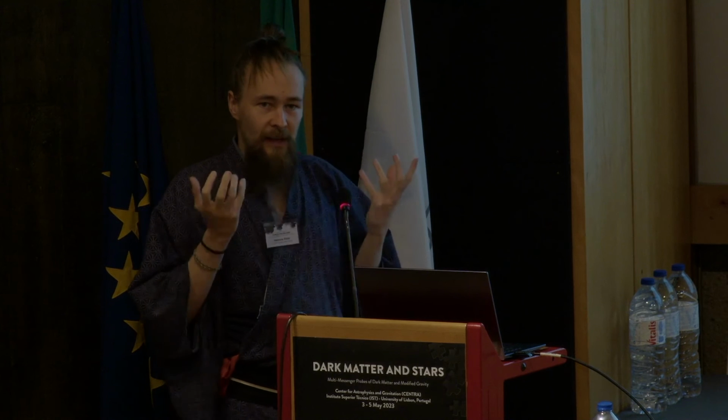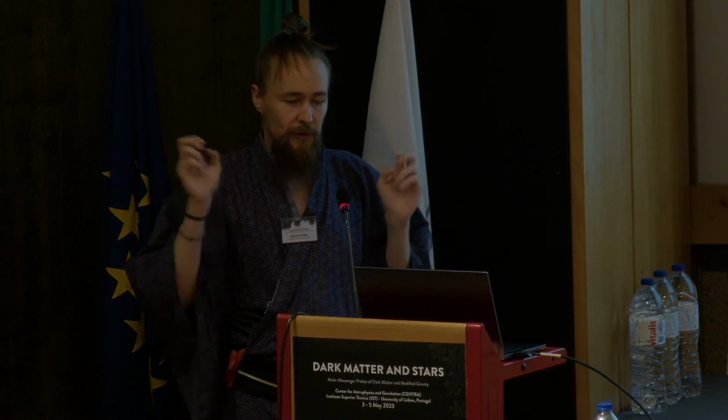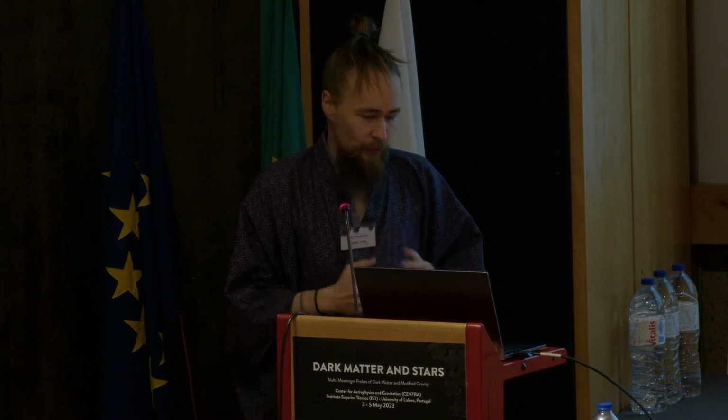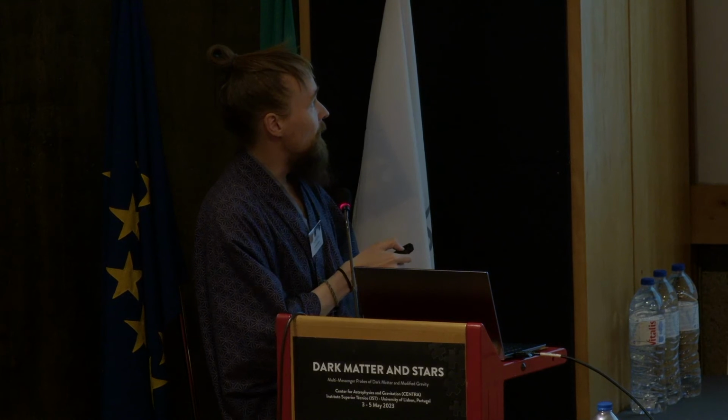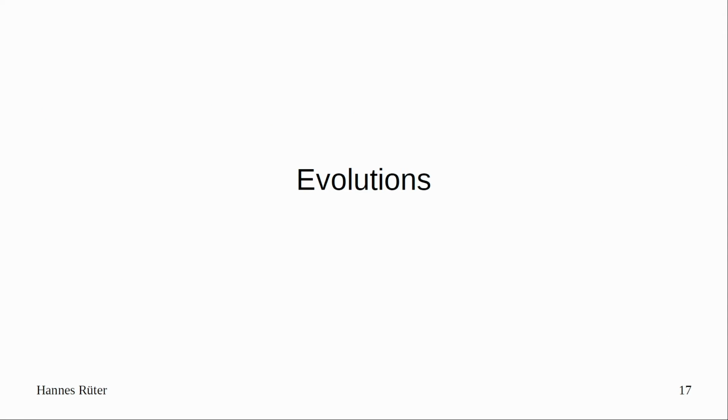To get a sense of how different the velocities are, I first construct what I call the residual 3-velocity. I compute the 3-velocity, that's basically this term, and then I subtract the velocity that governs the orbital rotation, so that I'm transforming into the co-rotating frame where I follow the motion of the stars. And then you see the residual velocity is about maybe up to 0.05 times the speed of light. And the relative difference between the two fluids is up to 10% in this residual velocity. So they are not moving with the same velocity.